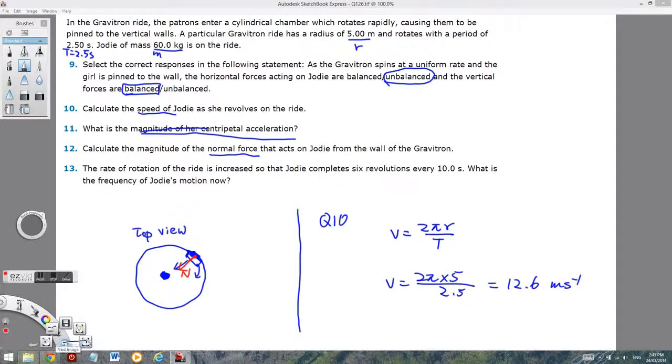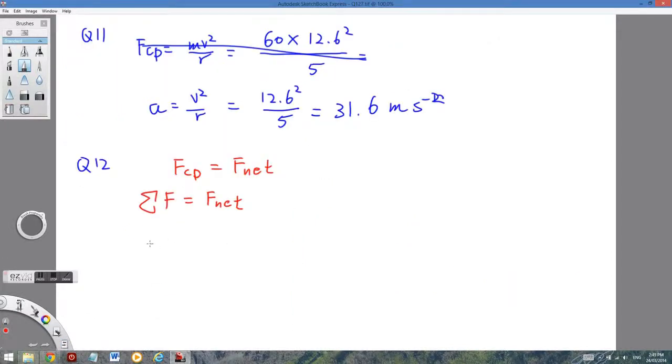So what we can say is, the sum of all forces is my normal force, which equals the net force, which is the centripetal force. So your normal force should be the same as the centripetal force. Put it in your calculator, and you should have 1.89 times 10 to the power of 3 newtons. That's question 12.